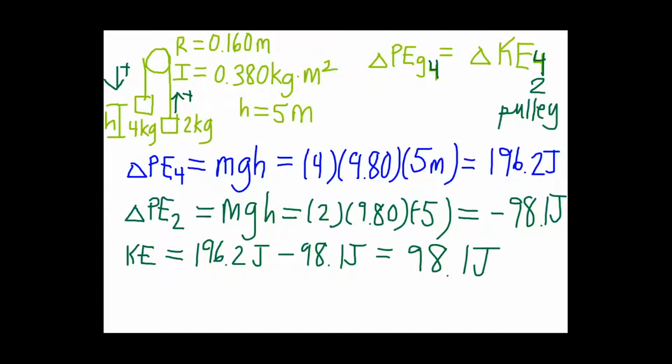Okay. So I am going to clear the whiteboard now so that we have more space to work. But the important part here is that we know that there's 98.1 joules of energy that is equal to the kinetic energy of our system. And we're going to do some math with that. Kinetic energy is equal to 98.1 joules.